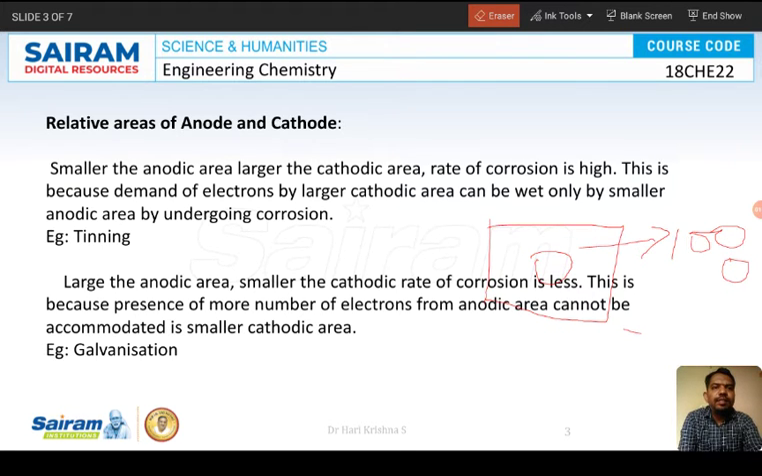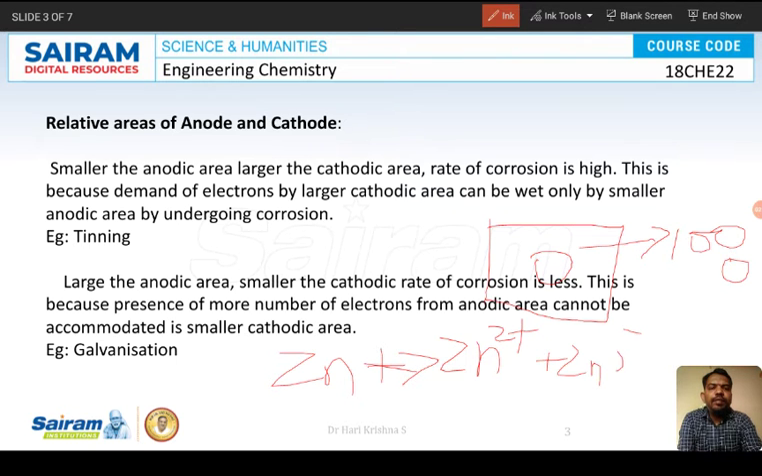So we have zinc metal, and zinc undergoes oxidation. So Zn is the anode. Zn undergoes oxidation to give Zn2+ and 2 electrons. As soon as the zinc liberates the electrons, the 2 electrons will be accepted by the larger cathodic area. Again, zinc will liberate 2 electrons and again they will be accepted. So zinc will be more prone to liberate more electrons.